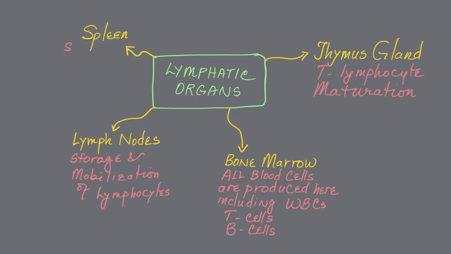The last organ is the spleen. The spleen stores all the formed elements, white blood cells, red blood cells, and platelets.